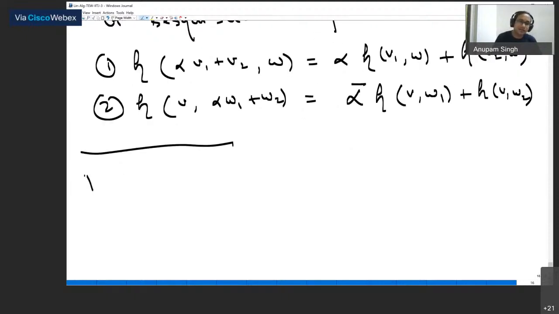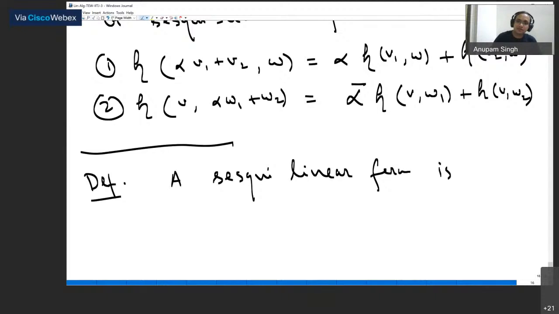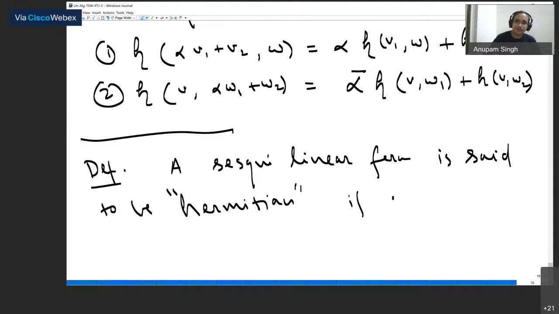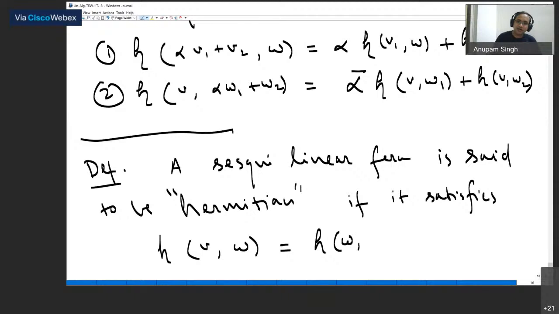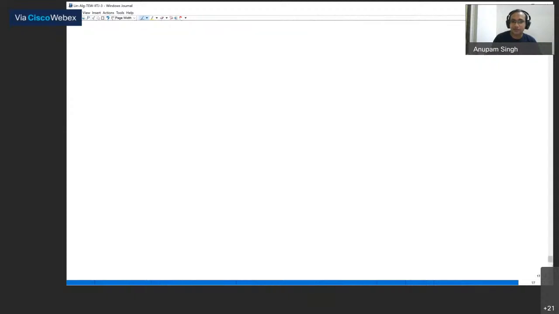And one can make a further definition that a sesquilinear form is said to be Hermitian. This will be a familiar word for many of you. It is Hermitian if it satisfies the following. What happens when we change coordinates? H of V, W: when you change the coordinates, it changes with a bar, because these are scalars in the field F. So when we change the coordinates, you will get the conjugate of that scalar, not the same scalar. Okay, so then this is a sesquilinear form.